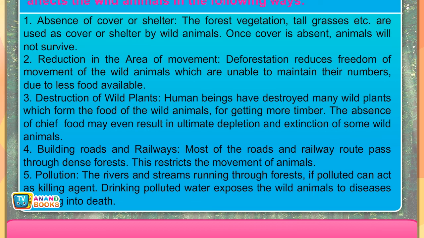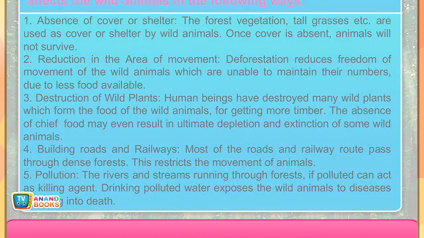Number 4. Building roads and railways. Most of the roads and railway routes pass through dense forest. This restricts the movement of animals. Number 5. Pollution. The rivers and streams running through the forest, if polluted, can act as a killing agent. Drinking polluted water exposes the wild animals to diseases resulting in death.